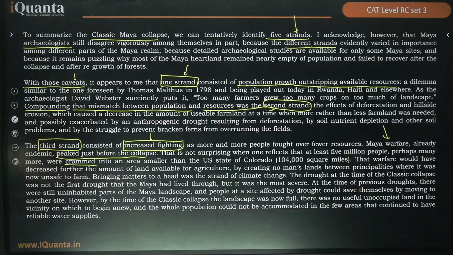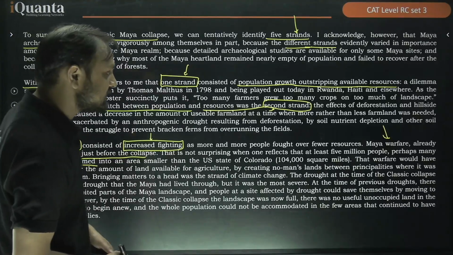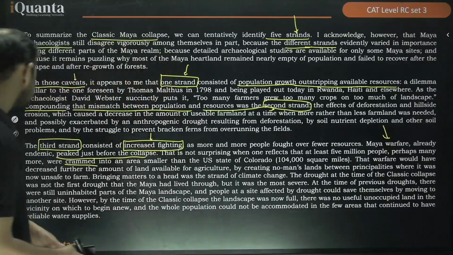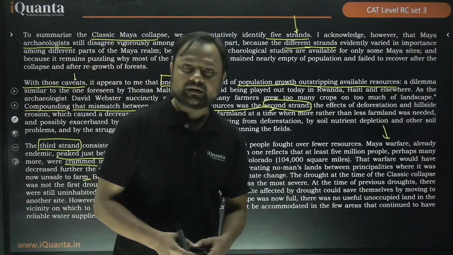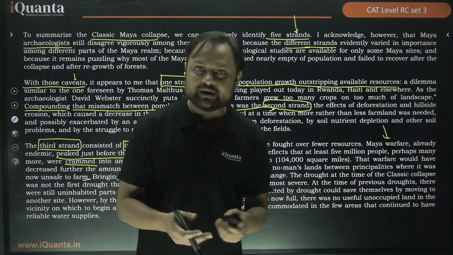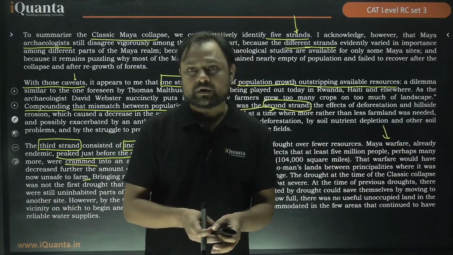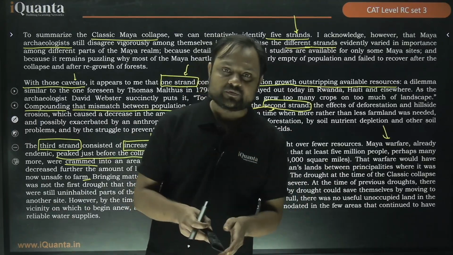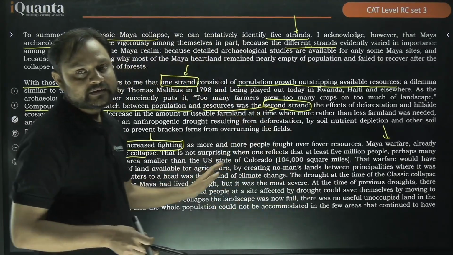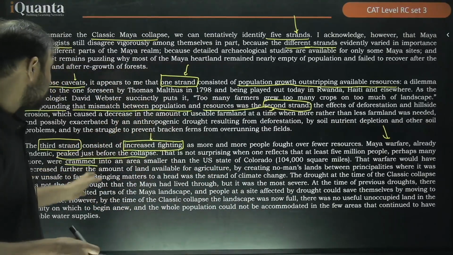That warfare would have decreased further the amount of land available for agriculture by creating no man's lands between principalities where it was now unsafe to farm. So, this warfare actually decreased the available farmland further. Why? Because there were wars, and so obviously there had to be some no man's land, a no war zone, and it was unsafe to farm in these kinds of lands. So, ultimately they had less and less land available for farming.